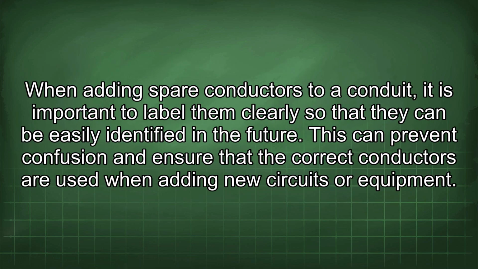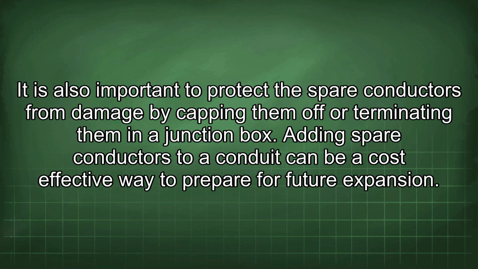When adding spare conductors to a conduit, it is important to label them clearly so that they can be easily identified in the future. This can prevent confusion and ensure that the correct conductors are used when adding new circuits or equipment. It is also important to protect the spare conductors from damage by capping them off or terminating them in a junction box. Adding spare conductors to a conduit can be a cost-effective way to prepare for future expansion.